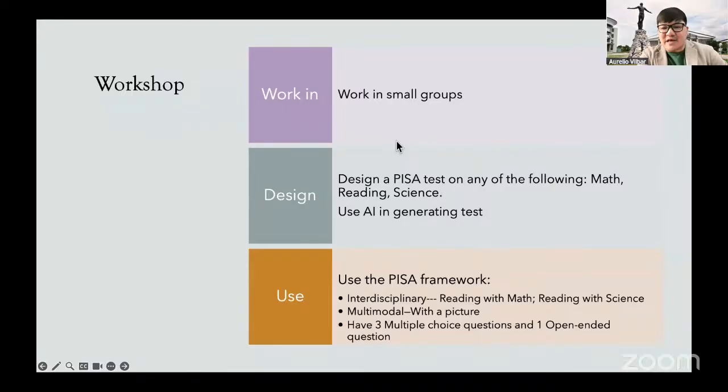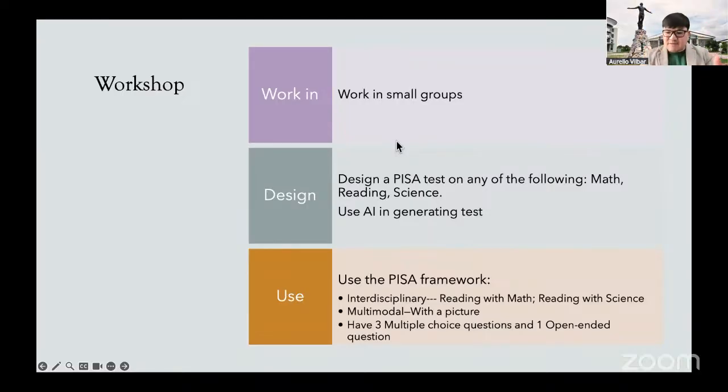How long is the text? 200 words lang. 200 to 300 words yung text. Tapos, after you found the text, have 3 multiple choice questions and 1 open-ended question. Again, si PISA ay may question, tapos may text. The text should be 200 words lang, tapos nun, multiple choice na 3 at isang 1 open-ended question. Okay? Let's do it via Canva para makita natin yung layout.